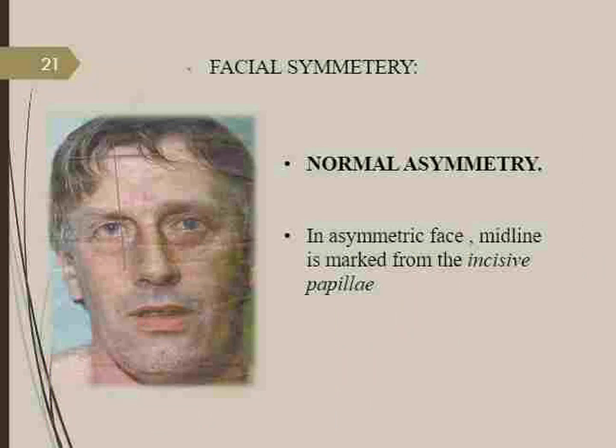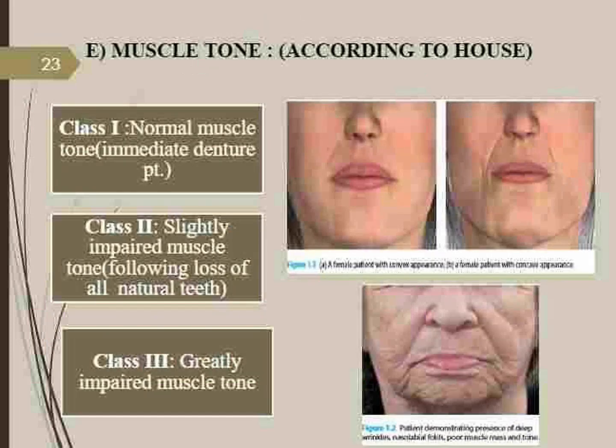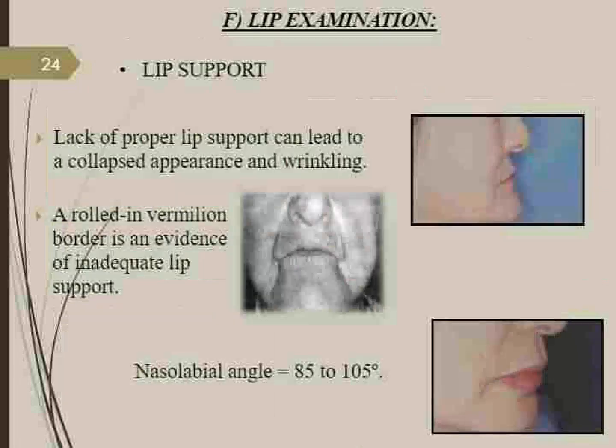Facial symmetry: you need to find out if there is existence of any asymmetries, because it could be because of some stroke, paralysis, or Bell's palsy, and this can have a significant effect on the outlook of the patient because of midline shift or the selection of teeth. Complexion or skin color is useful for selection of the teeth color. The muscle tone, whether it is class 1, class 2, or class 3, helps to identify the loss of vertical dimension. Class 3 is greatly impaired muscle tone.